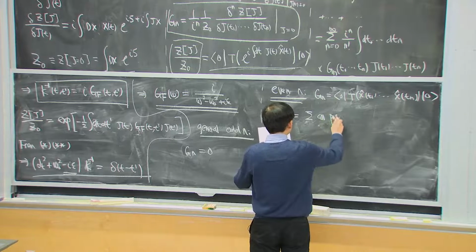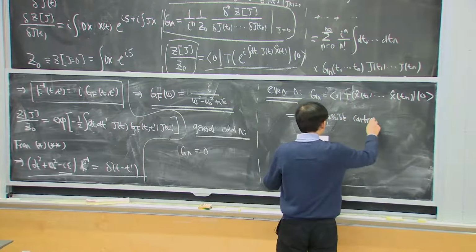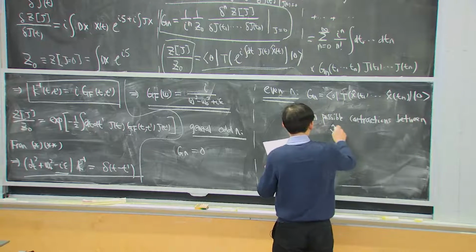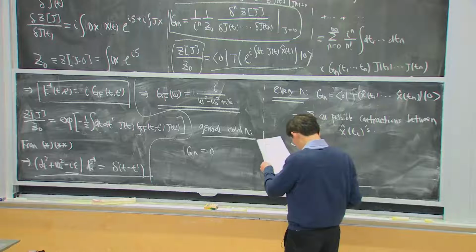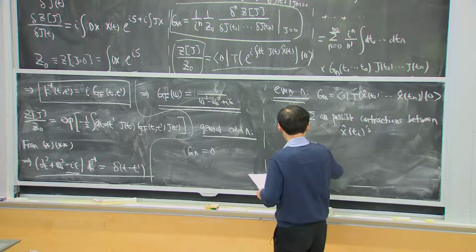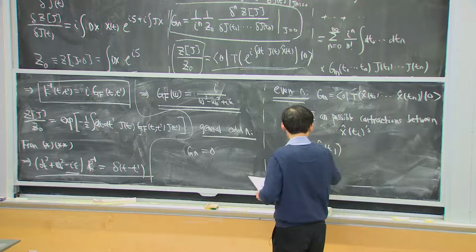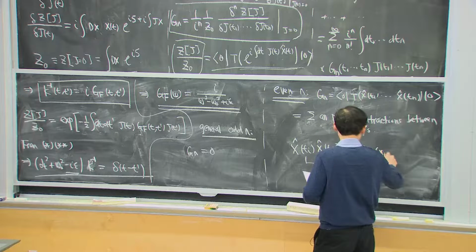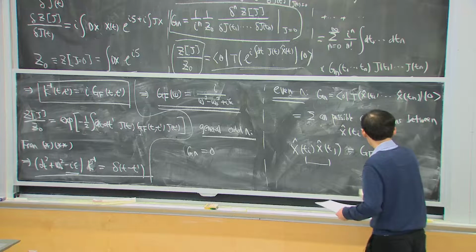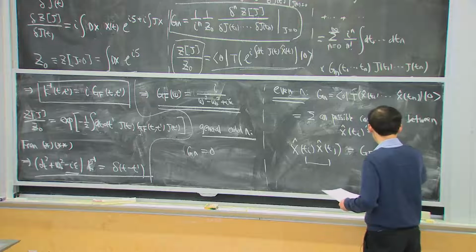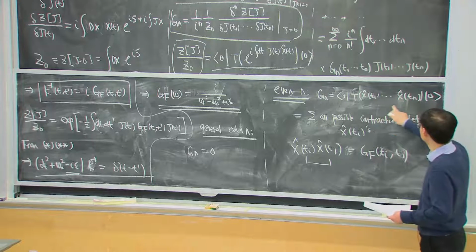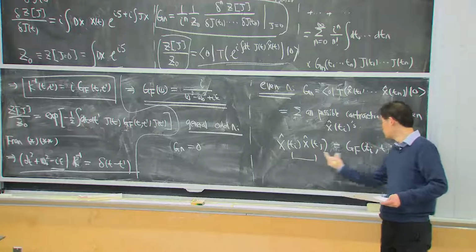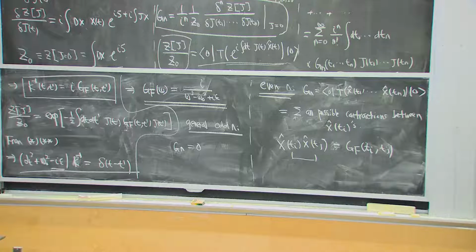So in this case, the answer is just the sum over all possible contractions between the x_ti's. By contraction, we mean, if I have x_ti, x_tj, we say there's a contraction between them, and that's just defined to be G_F(t_i, t_j). So you just pair all of them. Each pair is a contraction. You sum over all possible contractions, pair all of them, and each pairing gives you a Feynman function.